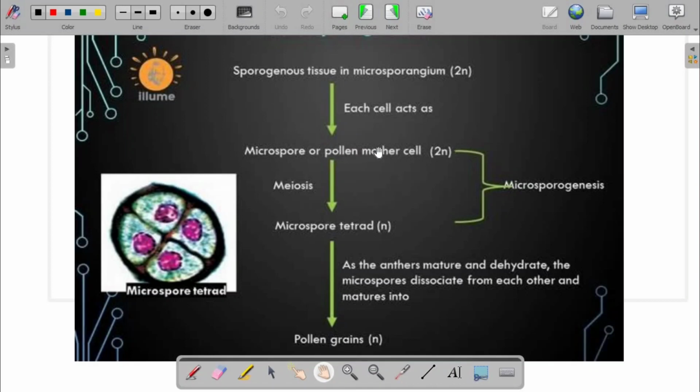The pollen mother cells are also known as meiocytes because they undergo reductional division to form microspore tetrads, which are haploid in nature. Each cell of the microspore tetrad starts releasing sporopollenin, which is the hardest known substance in the biological world. The sporopollenin forms an inner layer around the cell known as the intine and an outer layer known as the exine to form the pollen grain.